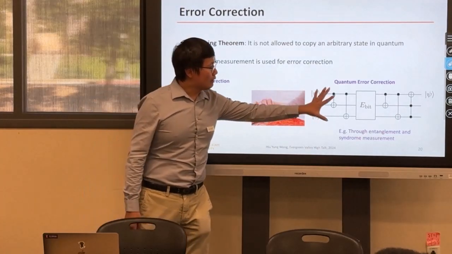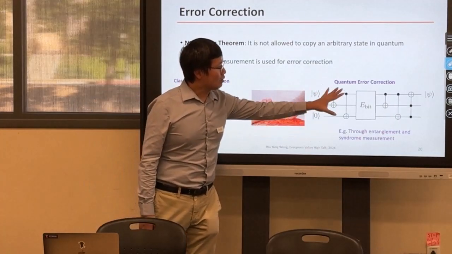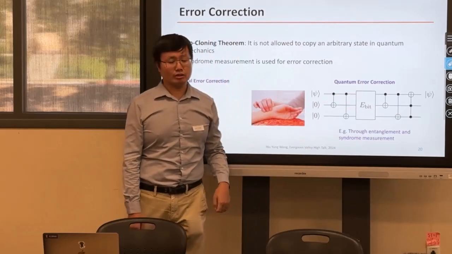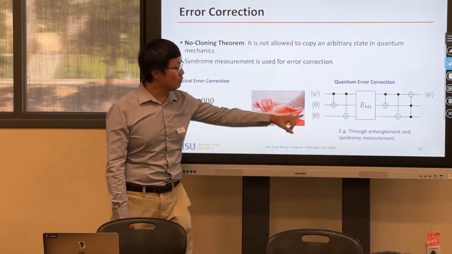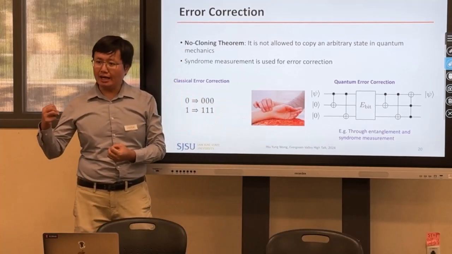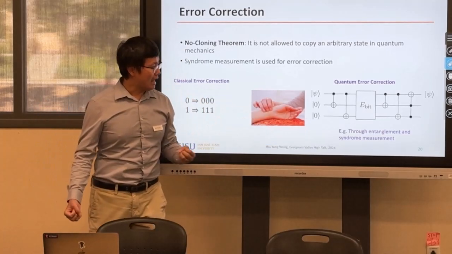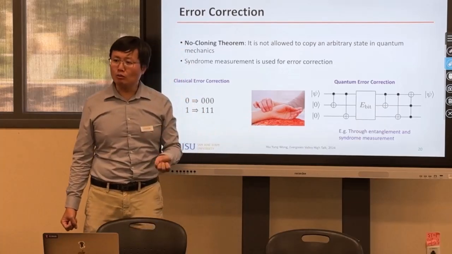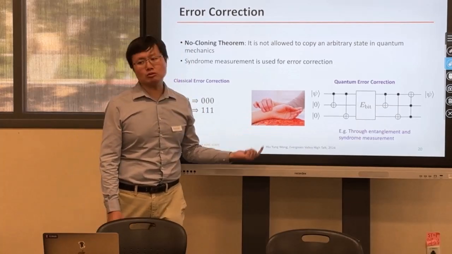So you will need to come up with a very smart idea called quantum error correction circuit, in which you don't really measure it, but you entangle it with an auxiliary bit. And then you measure that bit, you then know what happened. So this is like syndrome measurement, right?